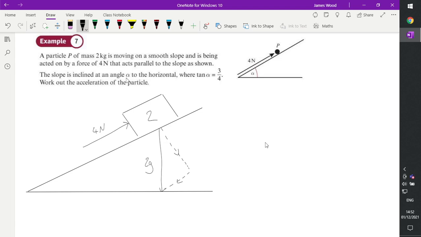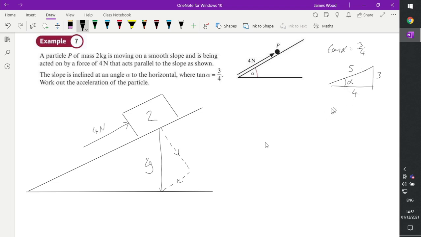The slope is inclined at an angle alpha to the horizontal, where tan alpha is 3/4. So they haven't just told us what the angle is, but they told us what tan alpha is. Now if they give you the information like that, so they tell you tan alpha is 3/4, draw yourself out a little triangle like this, right angle triangle, with an angle alpha. So if tan alpha is 3/4, that's opposite over adjacent. So this must be 3, this must be 4. And then you can work out what the last side would be. So here, 3 squared plus 4 squared square rooted is 5.